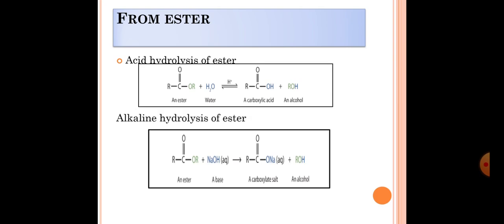Next one, from ester, that we have to see. From ester we are going to prepare the carboxylic acid. So first you should know the formula of ester. What is the formula or functional group for ester? Ester is R C double bond O O R. That is nothing but the functional group for ester.